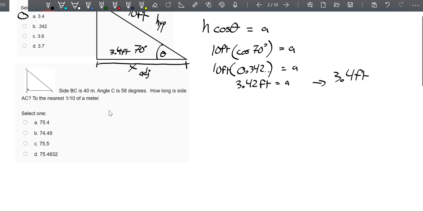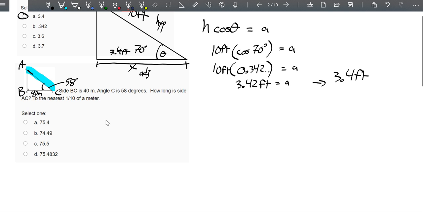For the next question, side BC. So in this triangle, it's kind of hard to see, but here's A, B, and C. Side BC is the length from here to here. This is 40 meters. Angle C, so the angle at C, this angle here is 58 degrees. How long is side AC? AC is this side here, so I'm looking for, highlighted, the hypotenuse.